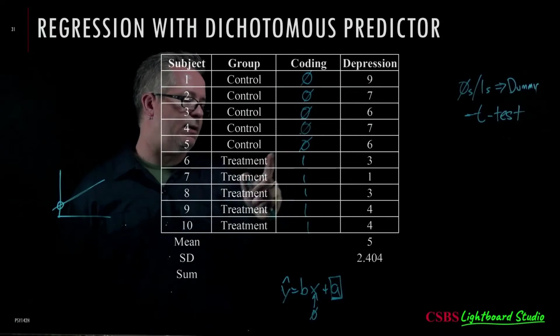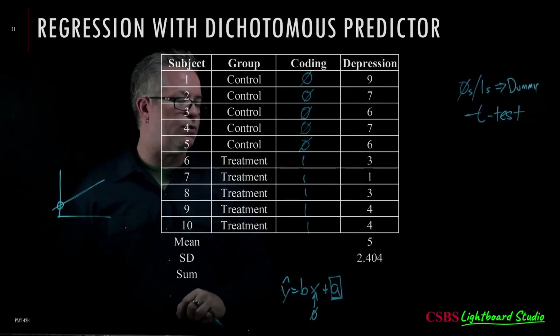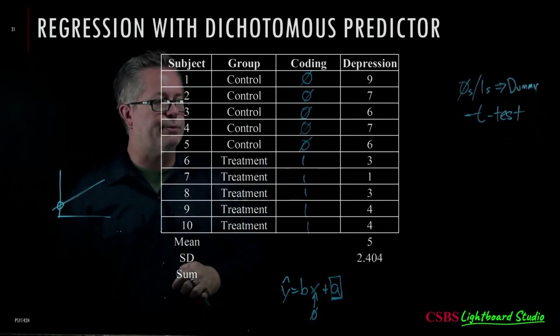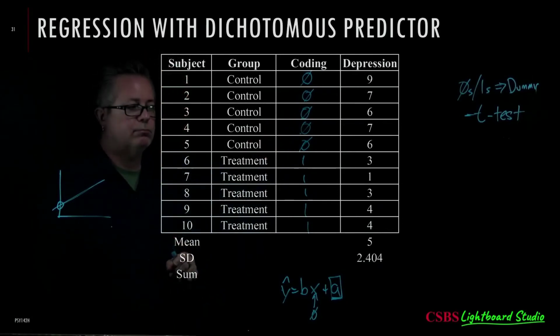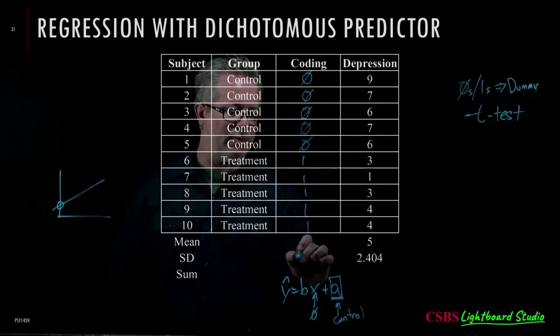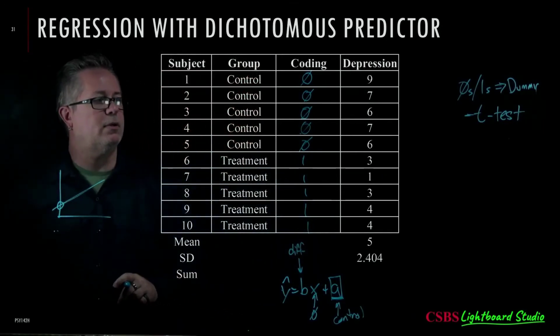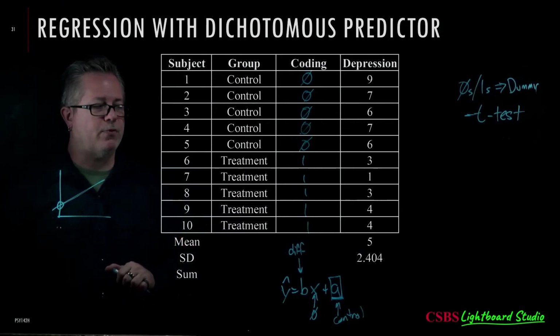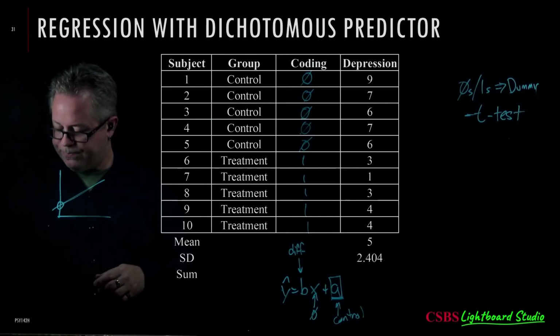So what you're going to get back here is that a ends up being the mean of the control group, because that's what we coded it as. The slope will then tell you how much the treatment group differs from the control group. So this becomes the control group, and then the slope becomes the difference between the control and the treatment group. So that makes it like a t-test. It's a direct comparison between them. With me so far?